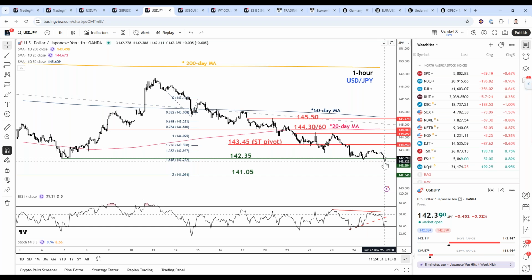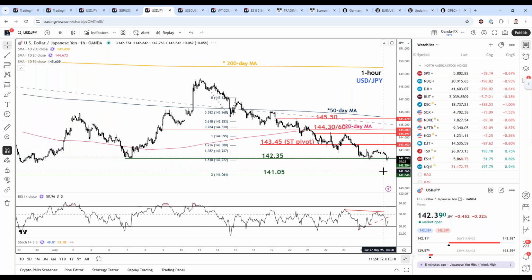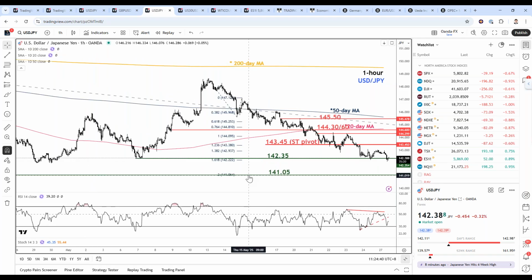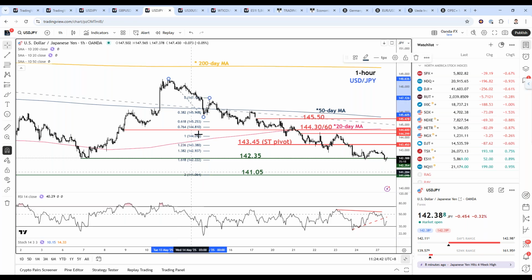Breakdown below 142.35 exposes 141.05 next. All right, so 141.05 is the minor congestion area of 21st of April and 22nd of April, and also the 2 times Fibo extension on the downside taken from the minor swing high of 13th of May.